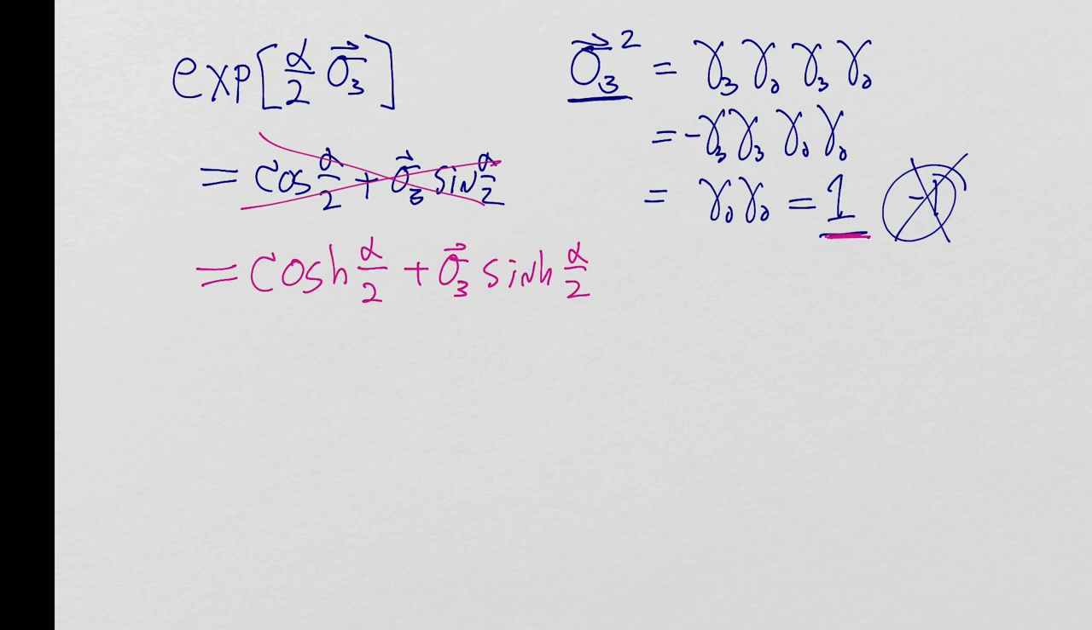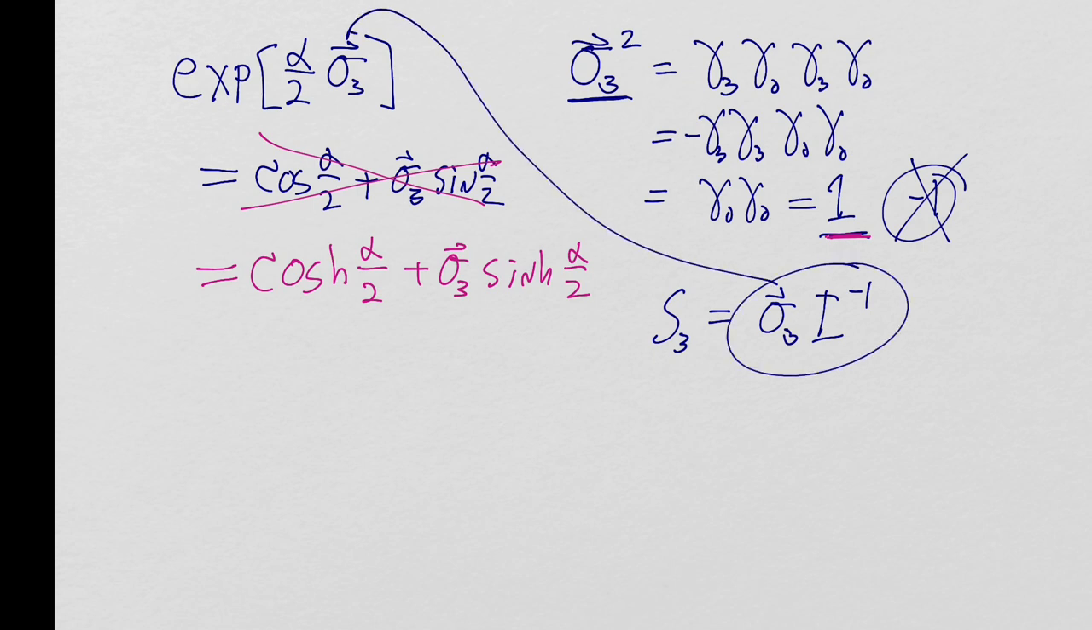Now, had we actually done a spatial rotation, we would have rotated by a different object. We would have rotated by, as we saw previously, what was it? It was S3, which was sigma 3 I inverse. Well, let's do that one, sigma 3 I inverse squared. So that would have been the object in here. Well, sigma 3 I inverse, sigma 3 I inverse.